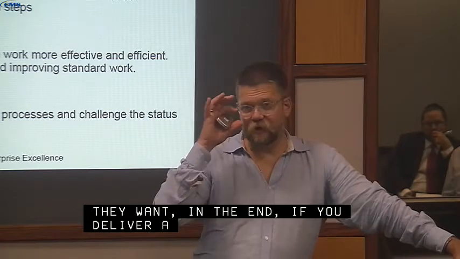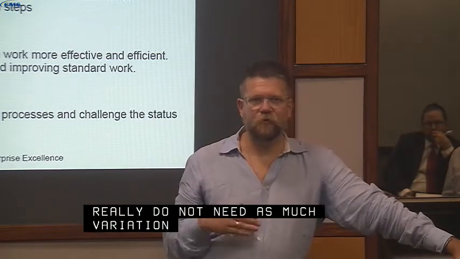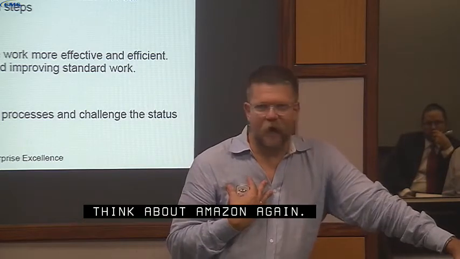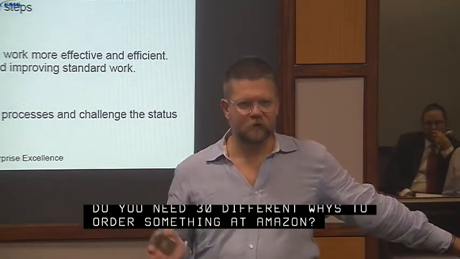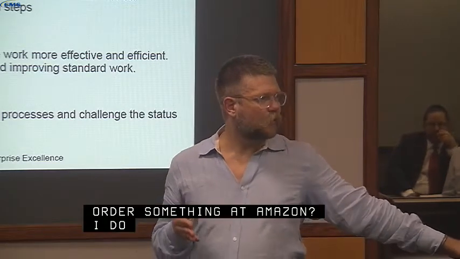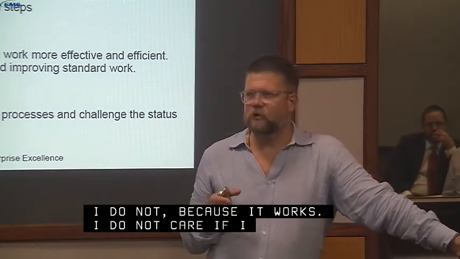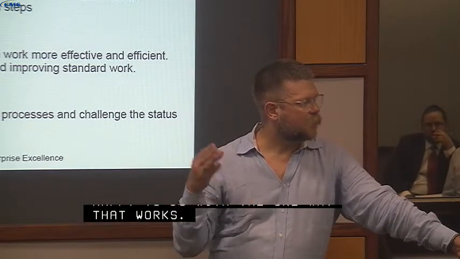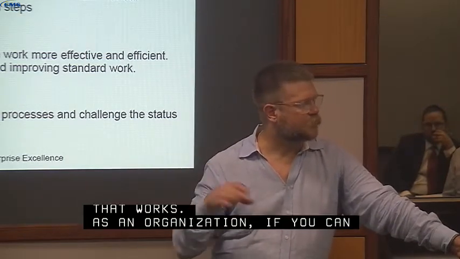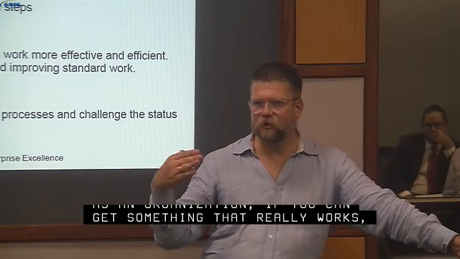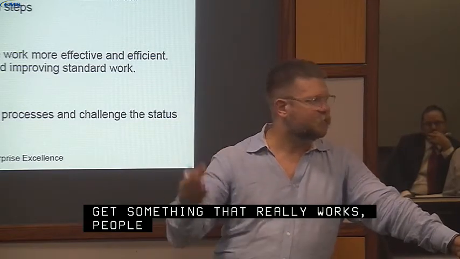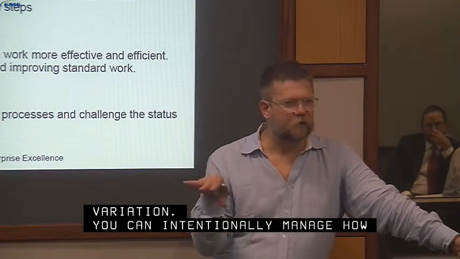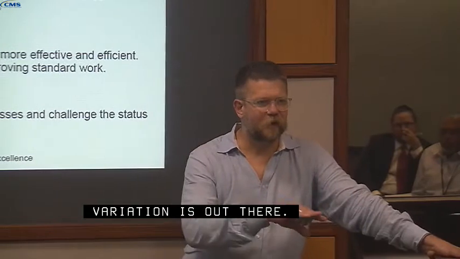So think about Amazon again. Do you need 30 different ways to order something in Amazon? I don't, because it works. I don't care if I have 30 different ways I can do it. I'm happy to do it the one way that works. So as an organization, if you can get to things that really work, people actually are okay with far less variation, and you actually intentionally manage how much variation you have, and you know what variation is out there. To the point of contracts, we all kind of agreed, I saw heads nod, that we have a lot of different ways we manage contracts.